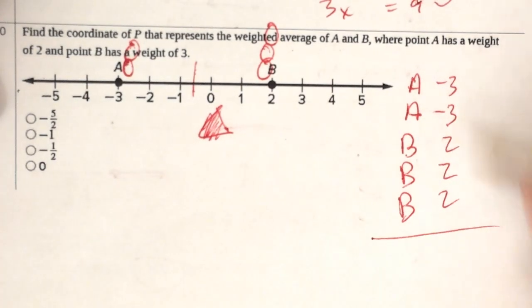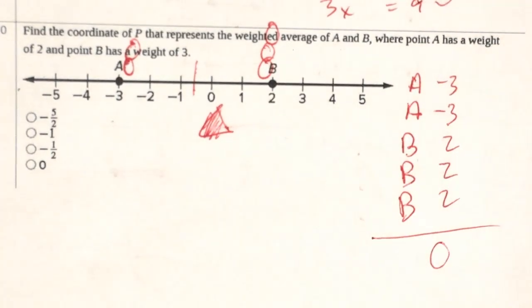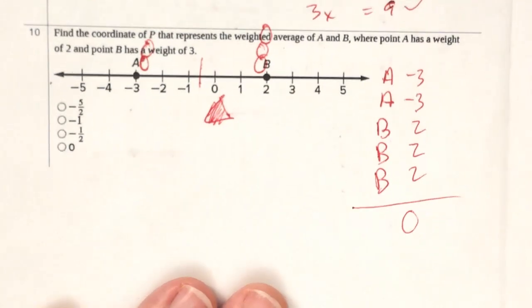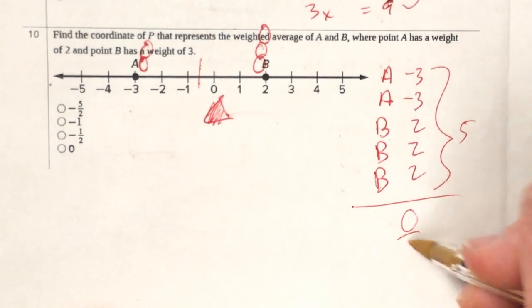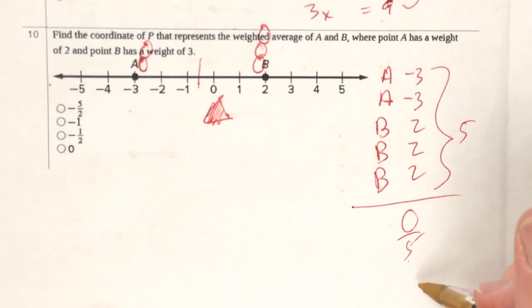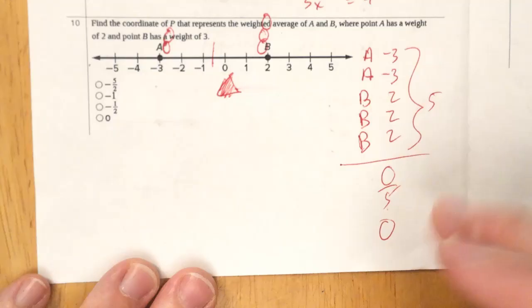All right. So now what we're going to do is we're going to add those together. -3 plus -3 plus 2, 2, and 2. And the answer was 0. But you're actually not done. You still need to divide by how many you had, which was 5. And 0 divided by 5 just happens to be 0. So you would have lucked out on that one.